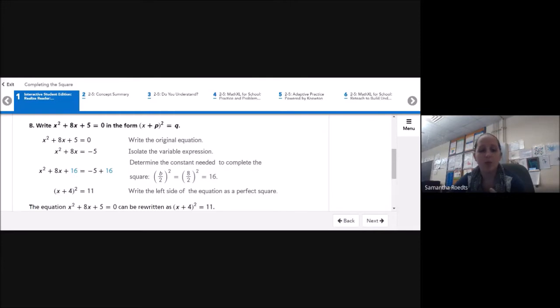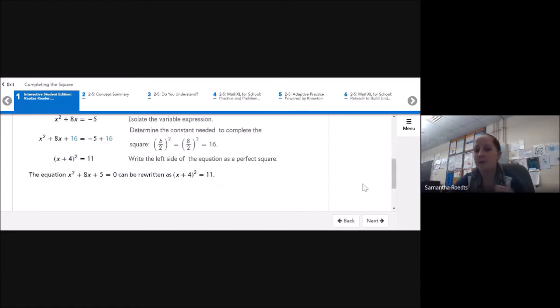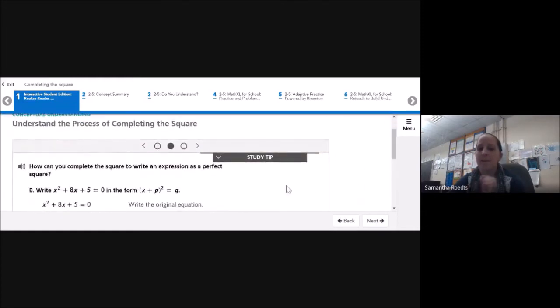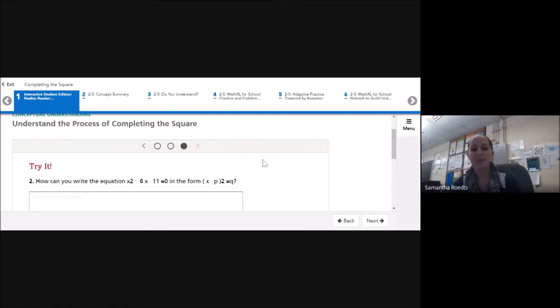So b over 2, so 8 over 2 squared is 16. So that means my equation is x plus 4 squared, and I added this 16 to the other side to keep my equation equal. So that's 11. So x plus 4 squared equals 11. So the equation x squared plus 8x plus 5 equals 0 can be rewritten as x plus 4 squared equals 11. All right. So I know that this can be kind of confusing until you've done it a couple of times. So let's take a look at an example.